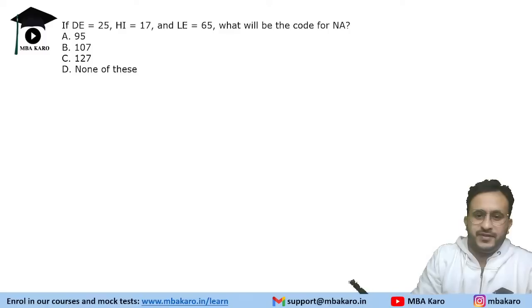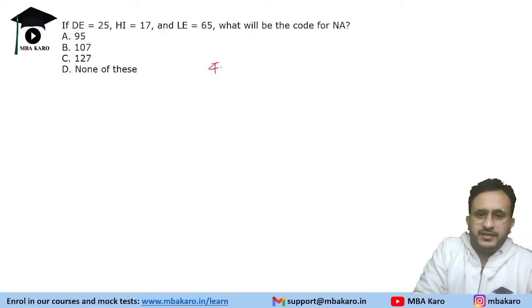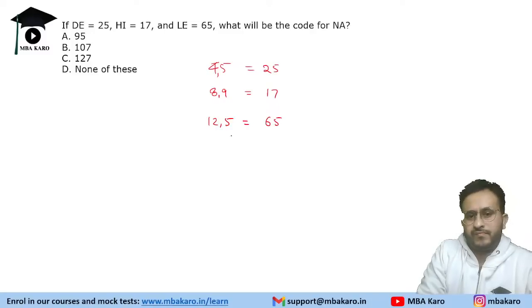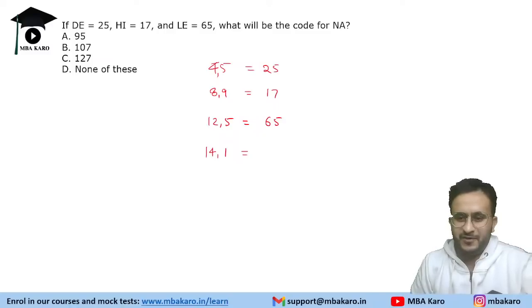Okay, so anyone, this particular question: DE is equal to 25, HI is equal to 17, LE is 65. थोड़ा सा tricky है. I mean, write like this, D and E. D. So none of these safe options.